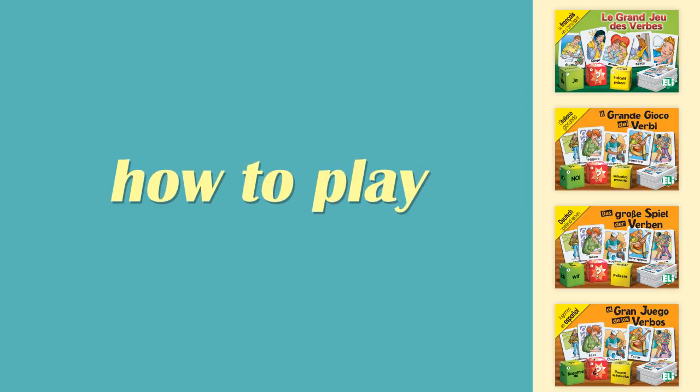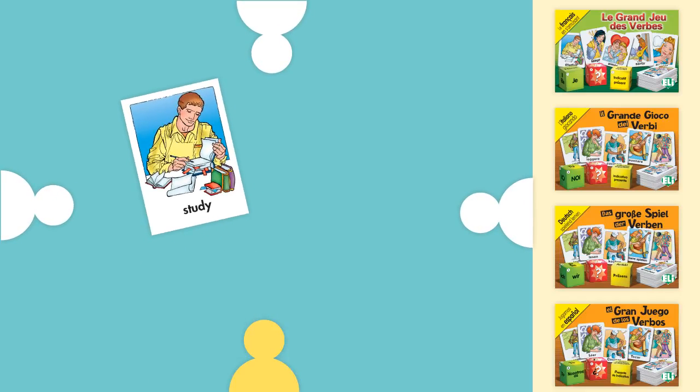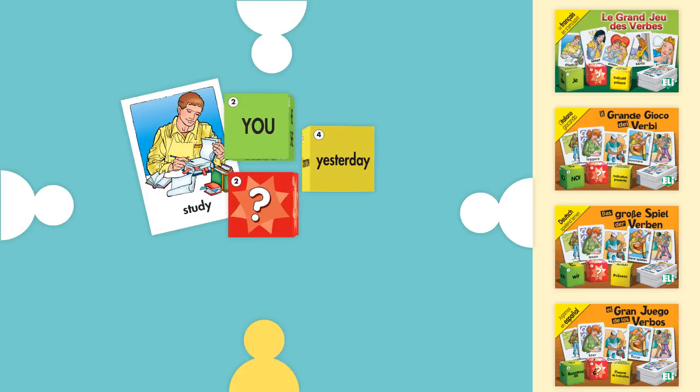Let's try! The players in turn choose one card and throw the 3 dice. To study: you, yesterday. Interrogative form: with the indications of the dice, a sentence is formulated. What about: did you study yesterday?